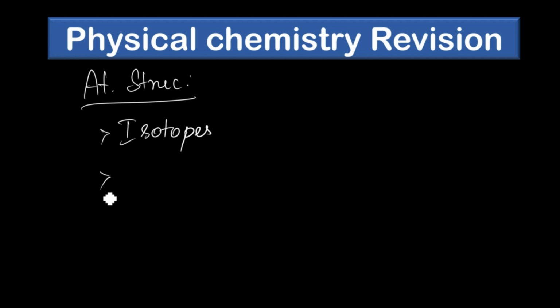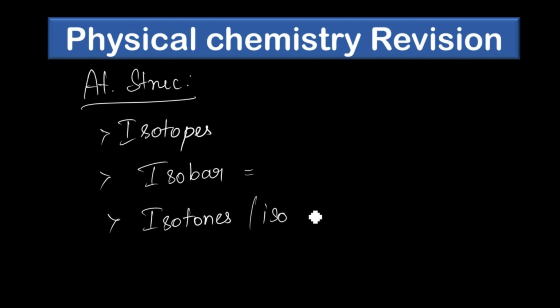Isotopes have the same atomic number, different atomic mass, and then isobars have different atomic number but the same mass. Then isotones, which have the same number of neutrons. Sometimes they will refer to that as isoneutronic or isotonic, but isotonic can also refer to solutions having the same osmotic pressure in the osmosis process.